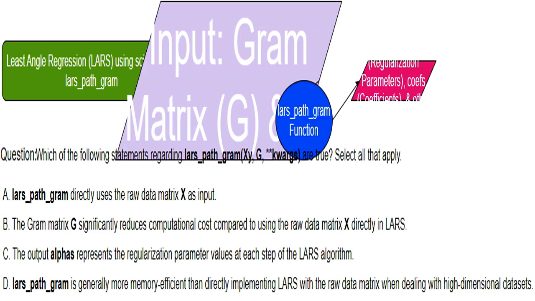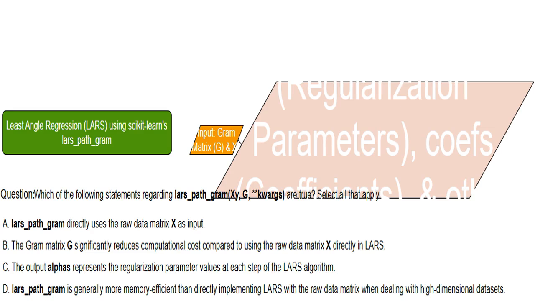The lars_path_gram function is a specific implementation of the least angle regression algorithm within scikit-learn. It cleverly uses the gram matrix and XY to speed up calculations and reduce memory use. After running lars_path_gram, I get back some important information. Alphas gives me the series of regularization parameters used during the LARS process, telling me how much I'm penalizing complexity in my model. The coefs provide the corresponding model coefficients for each step.